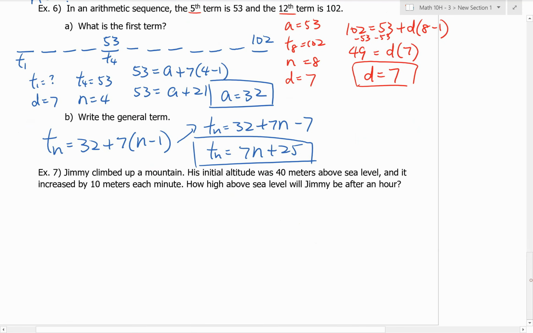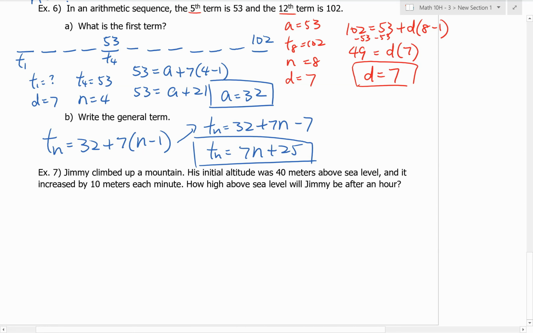Okay, if you're okay with that, you should go on to the last example, and this is the last example we're going to be doing today. Again, I'll ask you to pause and give it a try. Okay, so here's the last example.